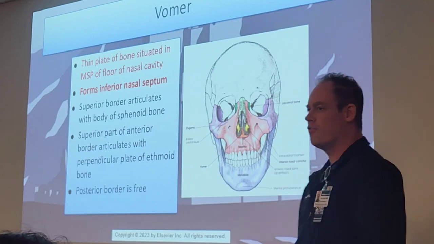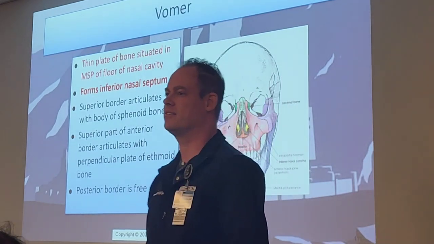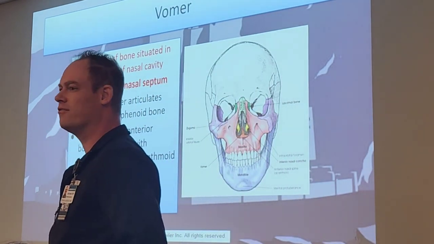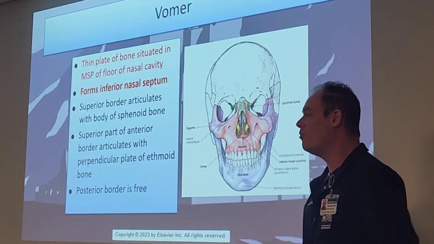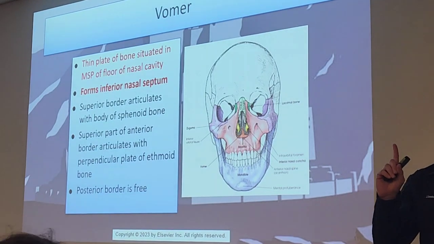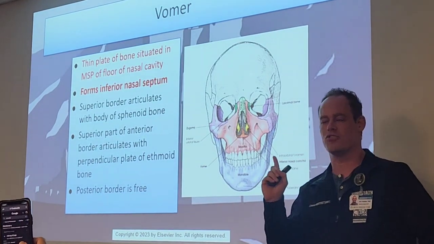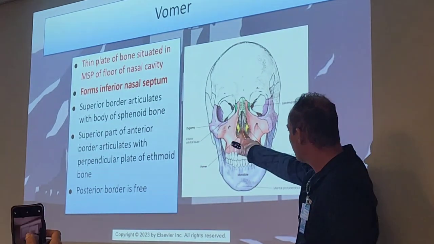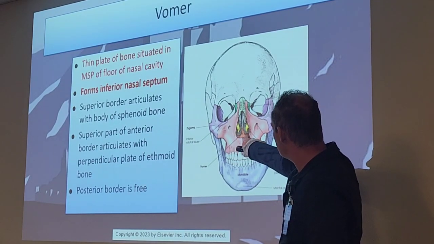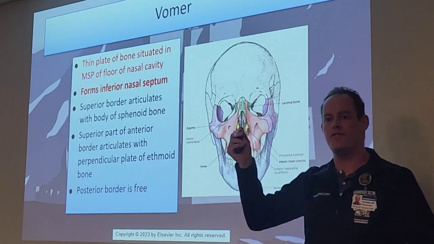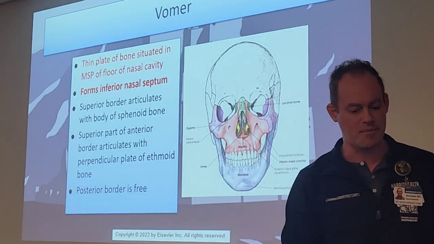All right. So, the vomer, Simpson here. The vomer is a singular facial bone. It does not come in pairs. It's a singular facial bone. Where is it located? Underneath, right here. It looks like that little W shape you see right there. Now that forms the inferior part of our bony nasal septum.